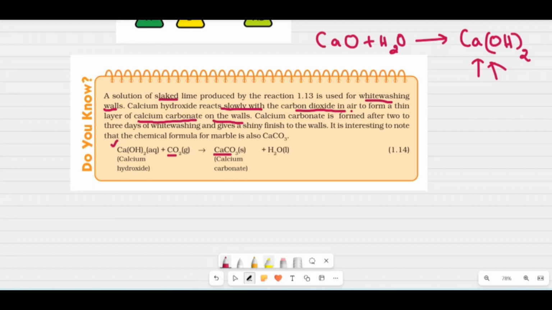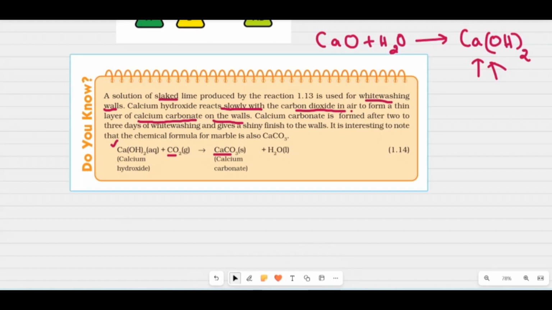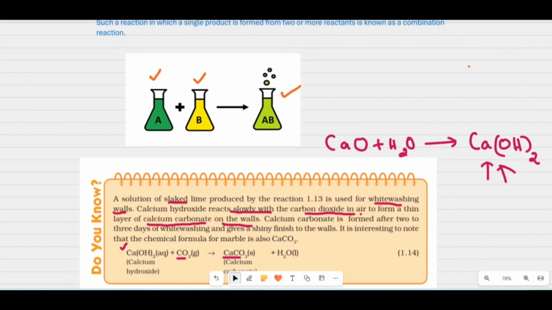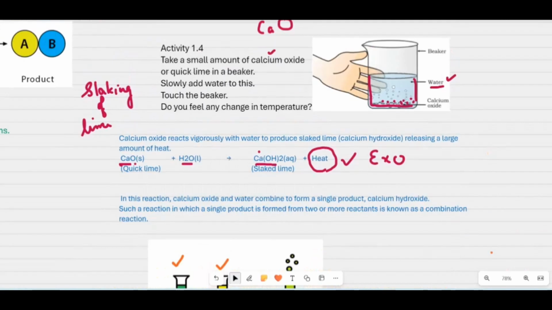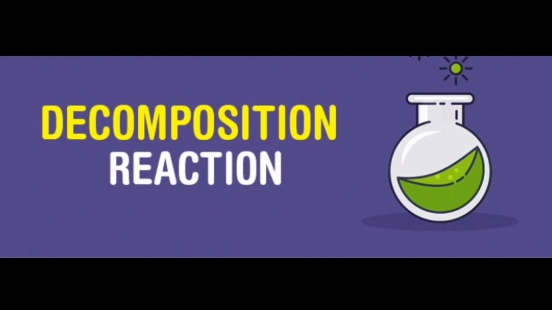Because here two reactants combined to give a single product. So far we discussed combination reactions. We said two reactants combine to form a single product. So this is an example of combination reactions. Okay, in the next class we will learn more about decomposition reactions. Till then, see you. Bye bye.